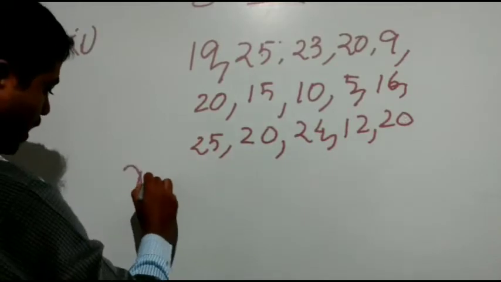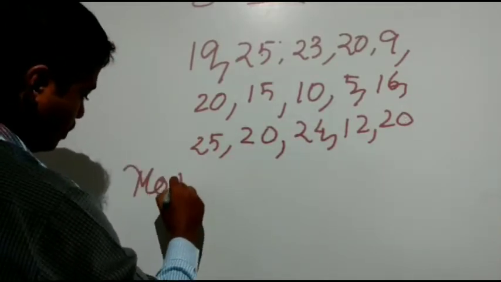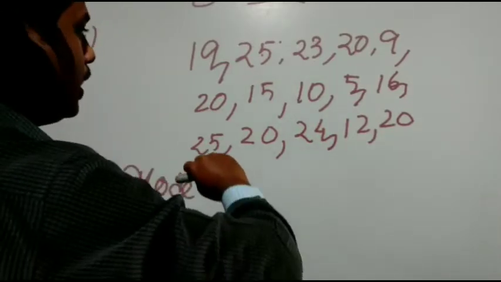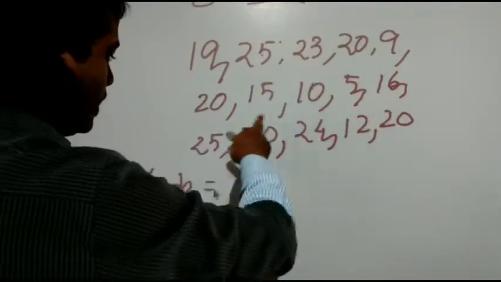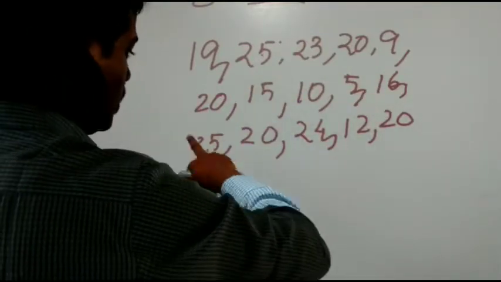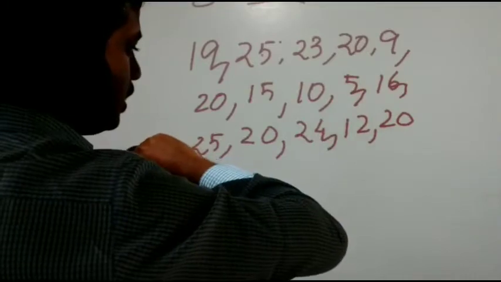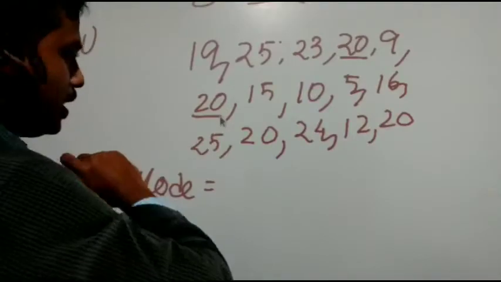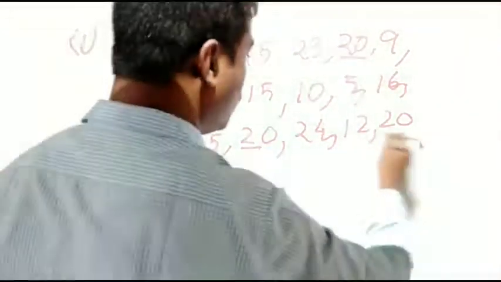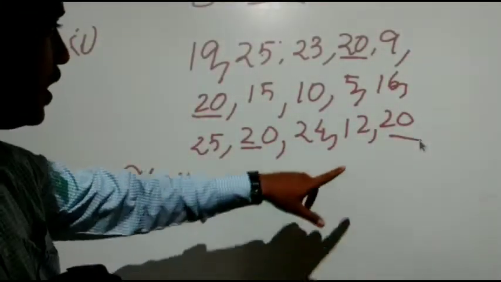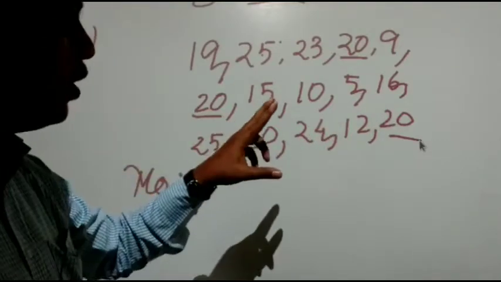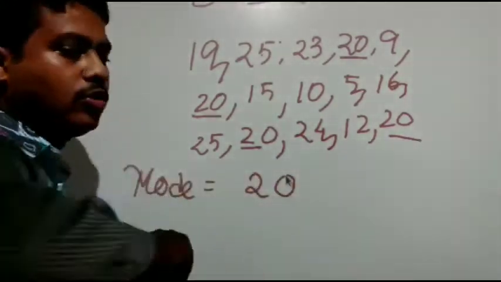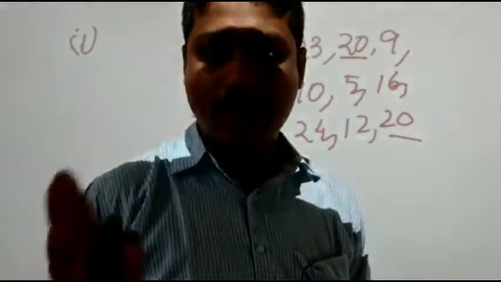First of all, let us find out the mode. What is the mode of these numbers? If I consider the mode, here 19 is 1, no more 19 is there. Then we have 25, no more is there. We have 23, no more is there. 20 is there. This is 1, 2, 3, 4. Okay, now if you see the numbers here, the number that is occurring more is 20. That means your answer of mode will be 20. Is it clear about the mode?